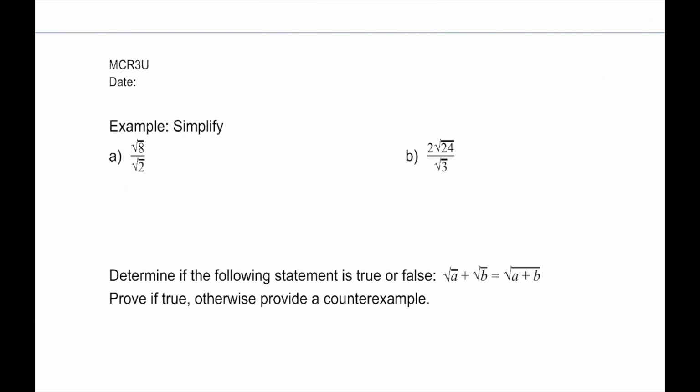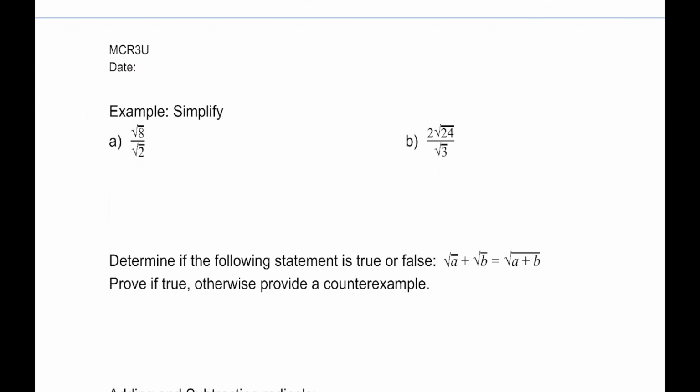So here are some examples where we'll make use of that division property. So root 8 over root 2. This is going to be the same thing as root of 8 over 2, which is the same thing as root of 4, which is just 2 now.